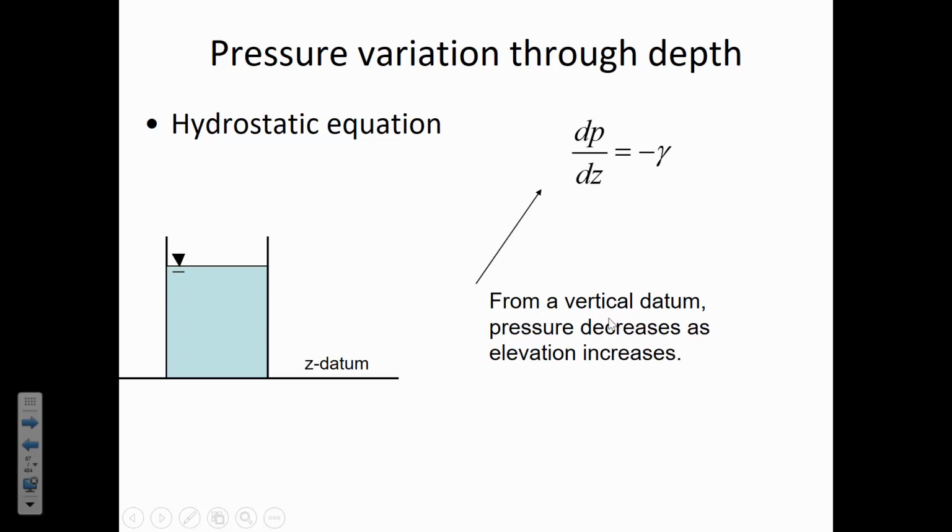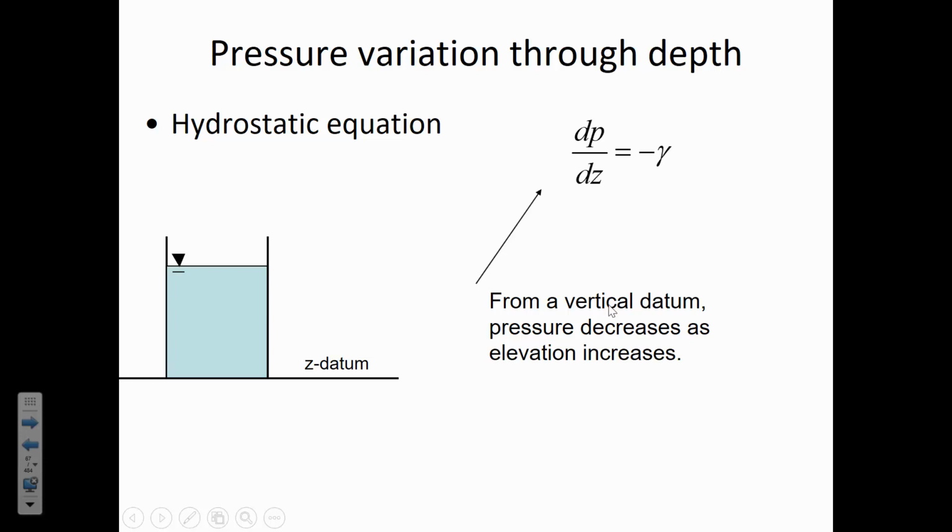And so who recalls what is gamma for water? What's the value of the unit weight of water? Right, 62.4 pounds per cubic foot. And in SI units, 9810 newtons per meter cubed. That'll be burned in your memory by the end of the semester for sure.